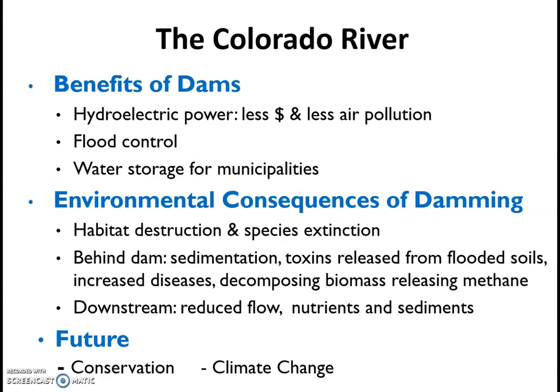As I mentioned, there are some environmental consequences to damming. One is habitat destruction and species extinction. That has happened in the flooded areas where the reservoir is then formed. Behind the dam, you get a great deal of sedimentation of soil particles. There are toxins that can be released from flooded soils. There can be an increase in diseases, particularly bacterial diseases. And the decomposing biomass releases methane. Another consequence of damming is that downstream there's reduced flow and there are reduced nutrients and sediments as well. But there are potential benefits in the future if conservation can be employed and if we can manage climate change that will make this less detrimental.